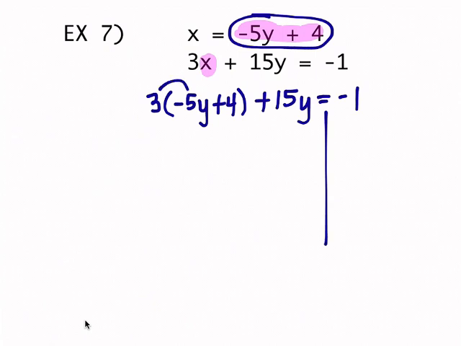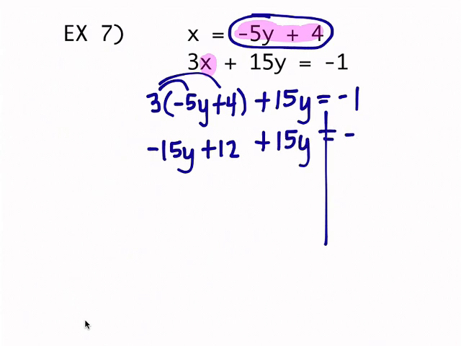We distribute. 3 times negative 5y is negative 15y. 3 times 4 is a positive 12. And I can't forget that plus 15y. Negative 1 on the other side will drop. We combine like terms. I have negative 15y and a positive 15y, so I add those together. Negative 15 plus 15 is 0, so we have no y's, so don't write them. But I can't forget about that 12, that will drop down. And my negative 1 on the other side.